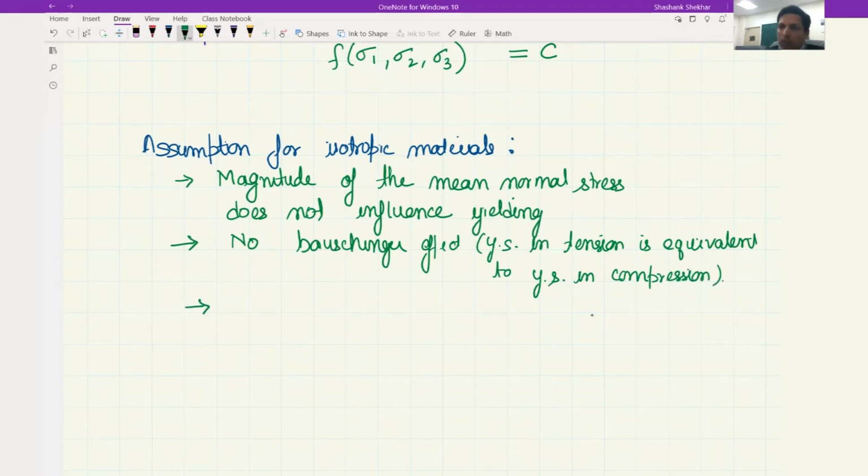Another important criterion is that the volume of the material should not change. So there should be a constancy of volume because it is plastic deformation. So the overall volume must not change, and it is expressed as constancy of volume, which in other words means that the Poisson ratio nu should be equal to 0.5.